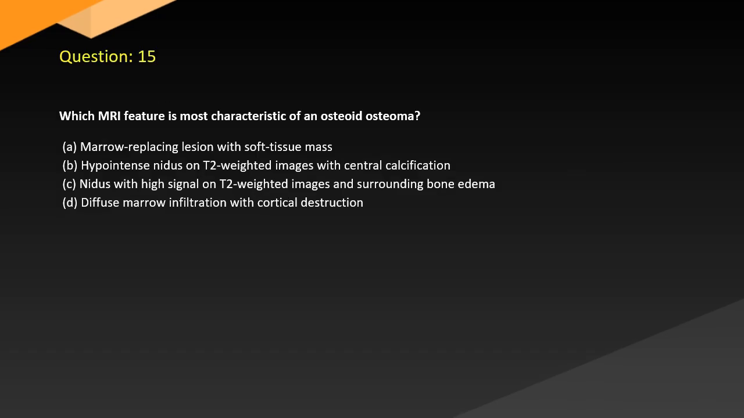Question 15. Which MRI feature is most characteristic of an osteoid osteoma? A. Marrow-replacing lesion with soft tissue mass. B. Hypointense nidus on T2-weighted images with central calcification. C. Nidus with high signal on T2-weighted images and surrounding bone edema. D. Diffuse marrow infiltration with cortical destruction.